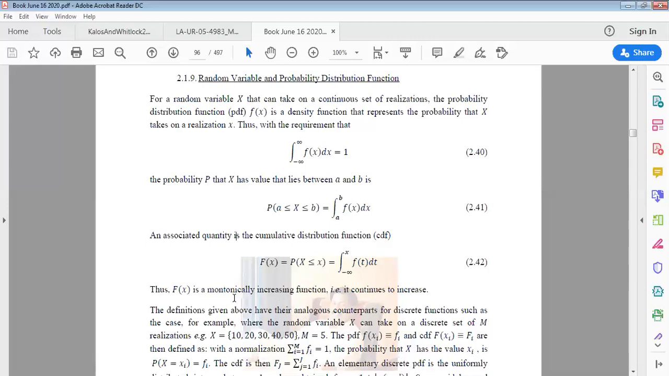So I would say it's a monotonically increasing function, and it saturates at the uppermost value, and beyond that, it's always the value 1. So a cumulative distribution function cannot decrease. It's got to increase. A monotonically increasing function, it's got to increase.